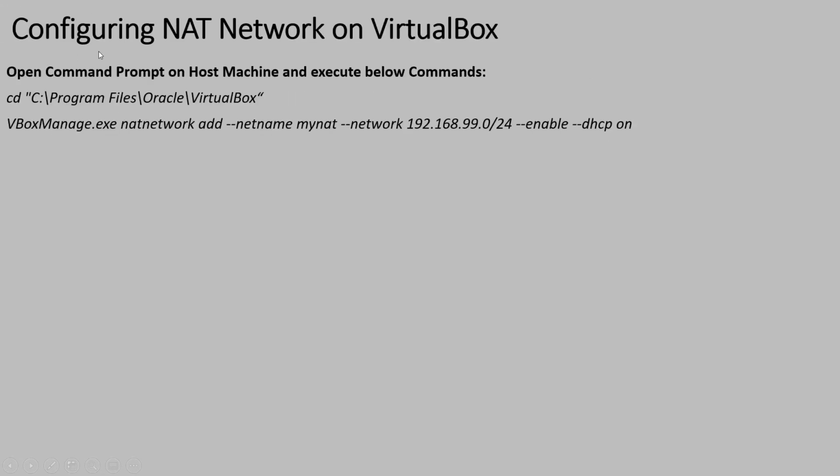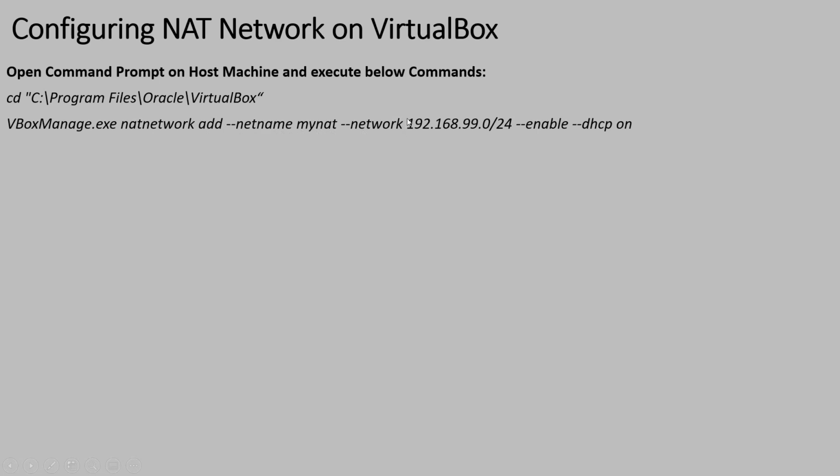Here on this slide, we'll discuss how we can configure NAT Network on VirtualBox. We'll open command prompt on a host machine and we'll execute these commands. First of all, we need to change to this directory, VirtualBox, where VirtualBox programs are present. Then we need to use this program to add our network. I'm using network name as myNat. You can use any name. --netname to provide network name.